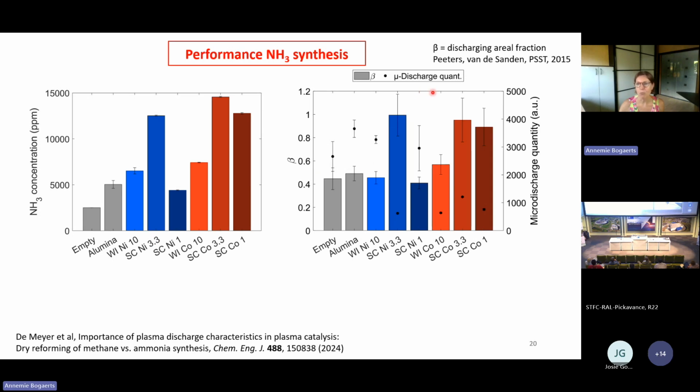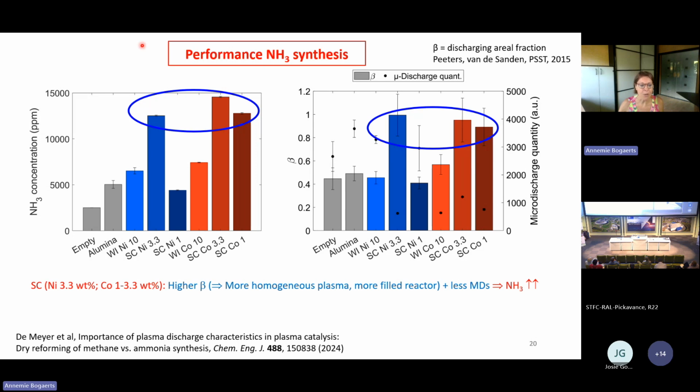If you need to know more information about that, it can be found in a paper a couple of years ago. But actually, what we can see, I already explained, the discharging areal fraction says how much of the reactor is filled with plasma, and we see a clear correlation between the spray-coated catalysts that have the highest ammonia concentration and this discharging areal fraction.